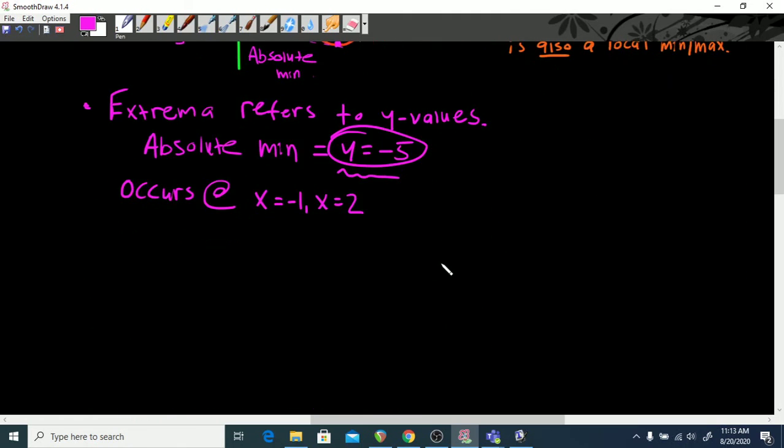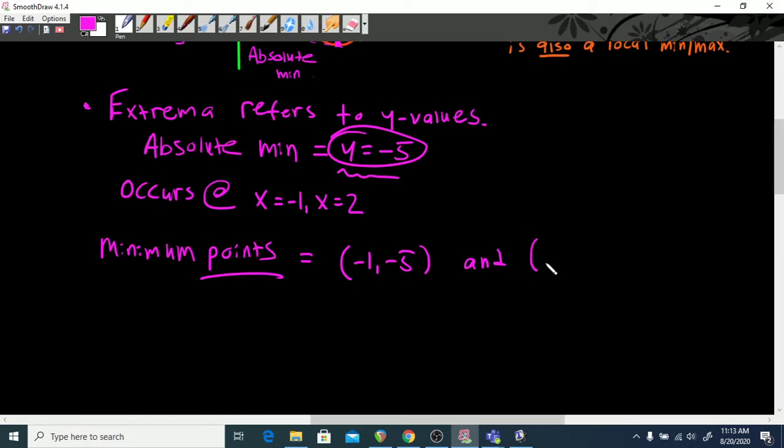Okay, so the minimum points means x, y: -1, -5, and 2, -5. So there are two absolute minimum points, but only one absolute minimum y value, and that's y equals -5.